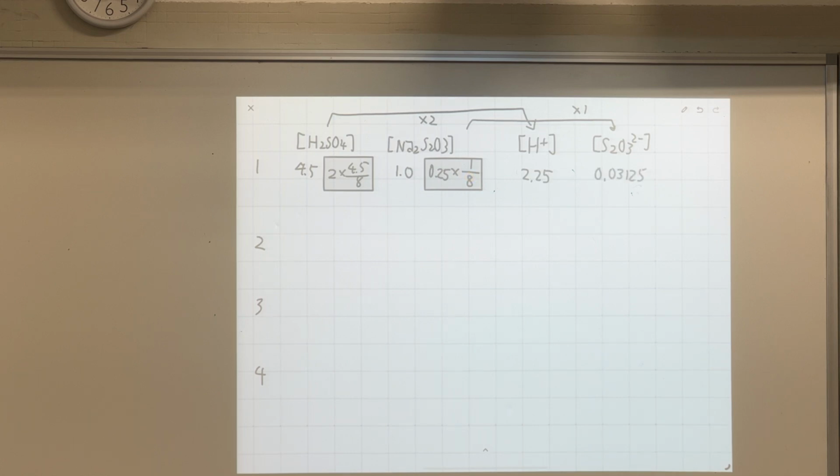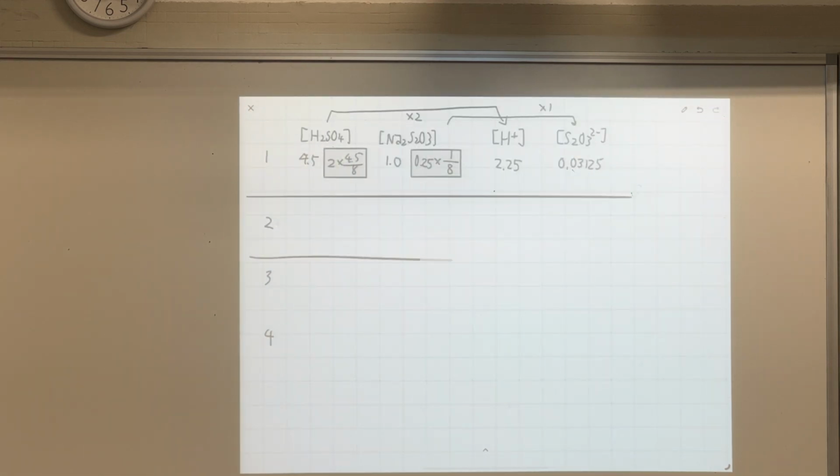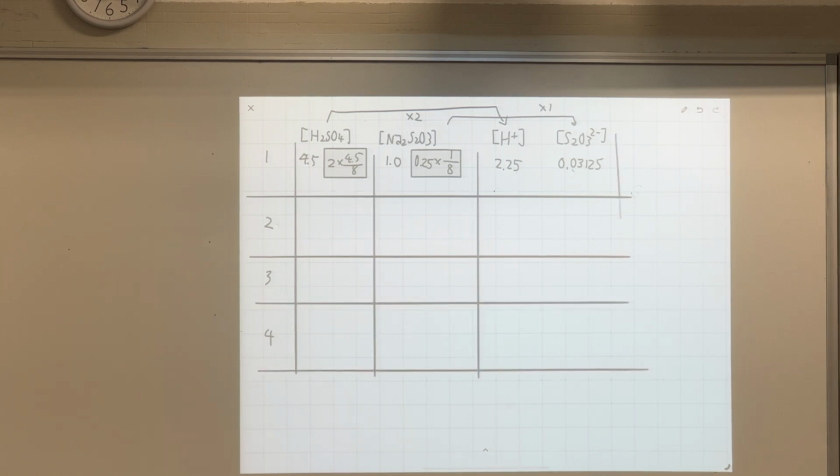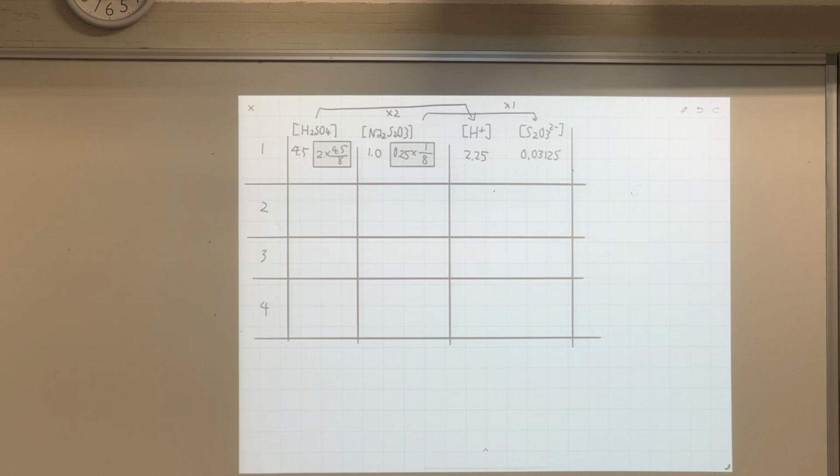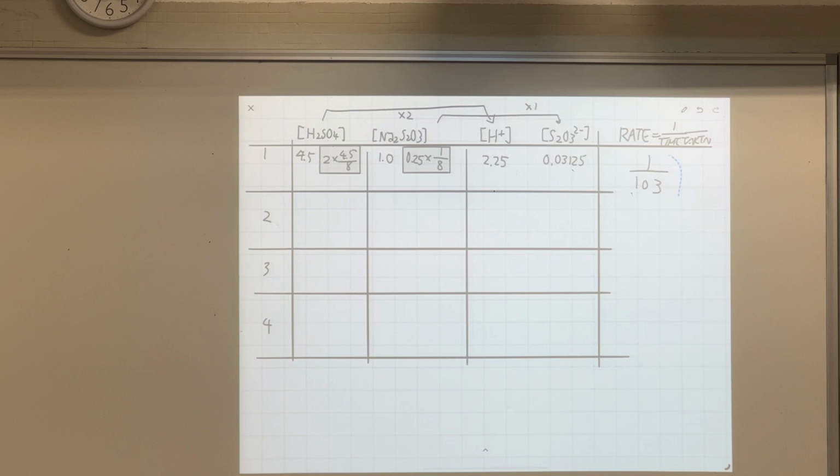0.03125. Okay, so now we need to do this for all the other trials, unfortunately, but I want your involvement. Can you also find the rate? The rate is equal to 1 over time taken. To save you the trouble, you can just express this as a fraction. So we have 1 over 103 for the first trial, and we are done with the first trial. Can you do this for the other ones? We'll check the answer in 1 minute.